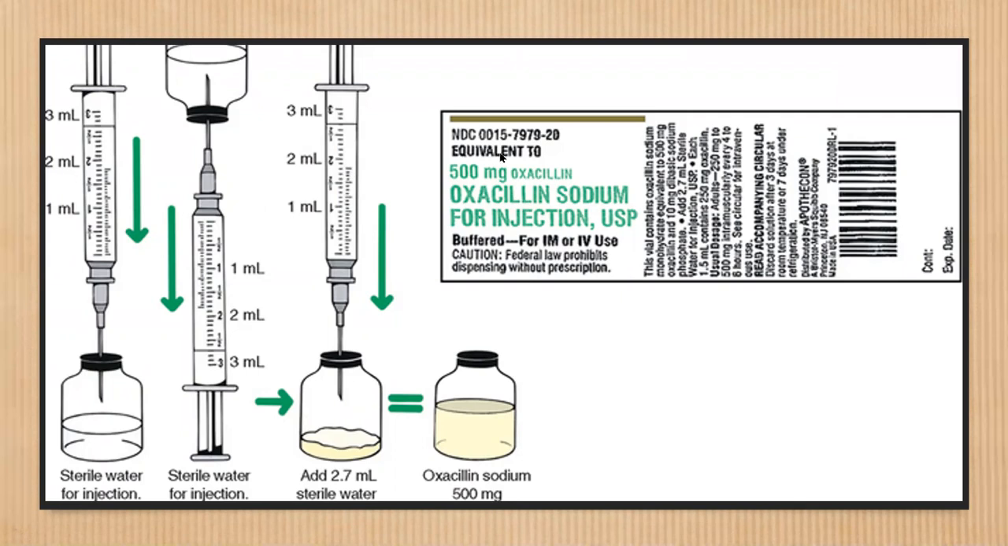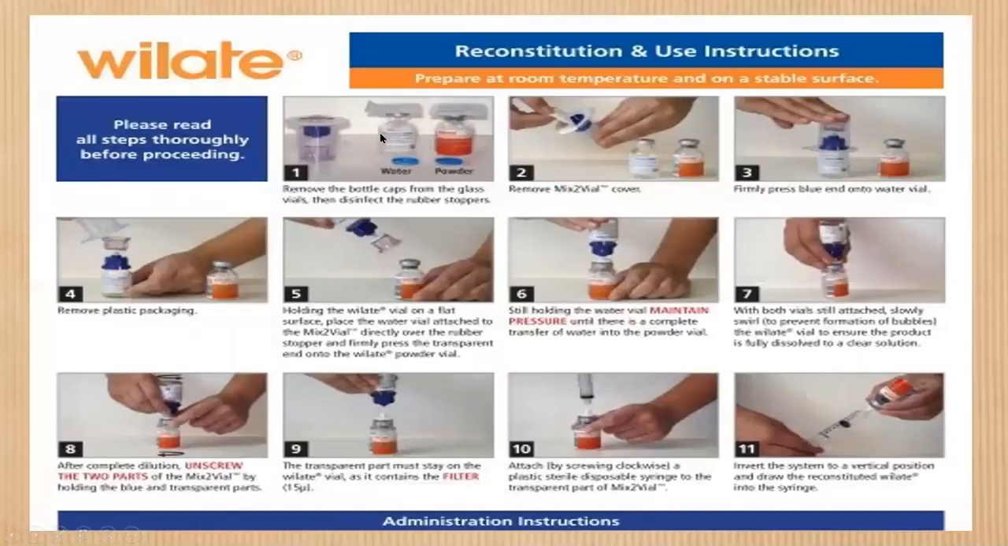So here, this is oxacillin sodium for injection, and the manufacturer would have stated that you need to add 2.7 mils of sterile water for injection. So you take out the 2.7 mils of sterile water for injection with a hypodermic needle, and then you add this to your oxacillin sodium vial and shake it up, and then you would have your final mixture. Okay. This is just a demonstration of how it is done on the ward.